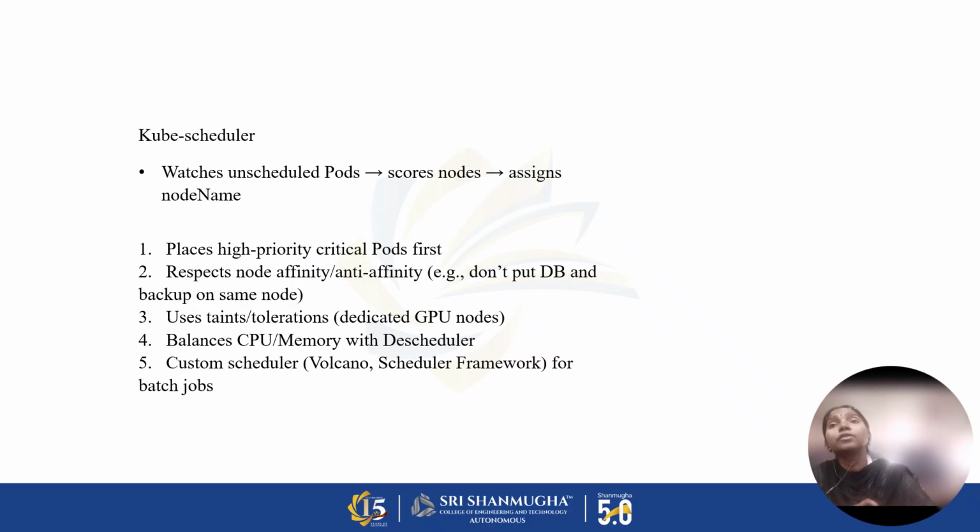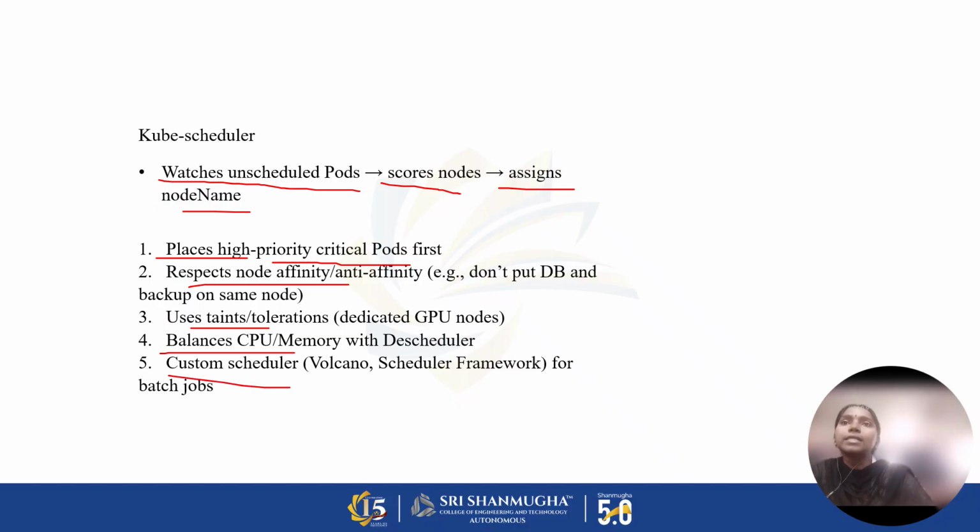Generally, the kube scheduler watches unscheduled pods, scores nodes, and assigns node names. It places high priority and critical pods first, respects node affinity, uses taints and tolerations, balances CPU, and supports custom schedulers. So this is the function performed by the kube scheduler.